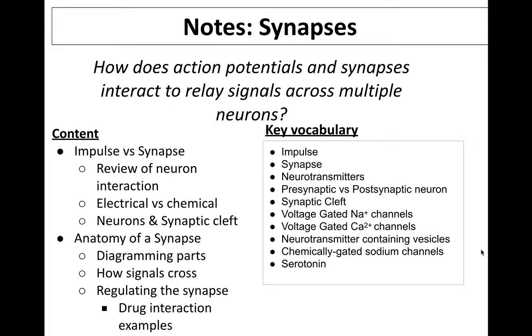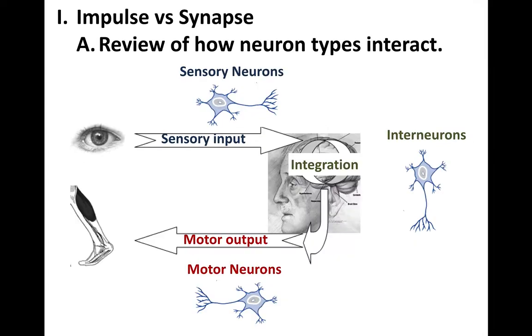In this lesson, we'll review these key vocabulary. However, just a heads up, the voltage-gated sodium channels, the voltage-gated calcium channels, the neurotransmitter-containing vesicles and the chemically gated sodium channels will come up in the anatomy, and they're not going to be formal definitions. What will be covered in the lesson that you should know is how they work within the synapse when it comes to the anatomy and function of the synapse.